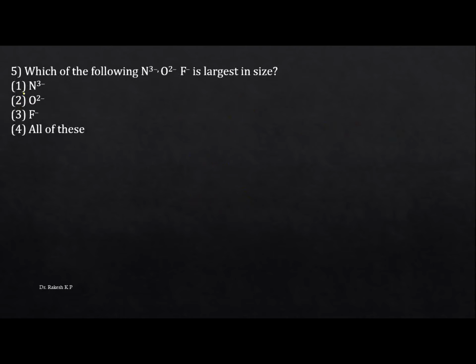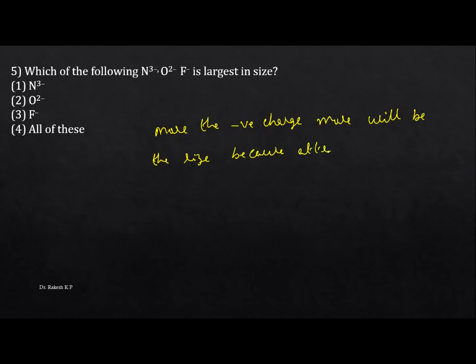Which of the following species, N3 minus, O2 minus and F minus, is the largest in size? You remember one of the concepts here: the more the negative charge, the more the size. What is the reason for this? Because the attraction per electron decreases. If the attraction decreases, the size increases.